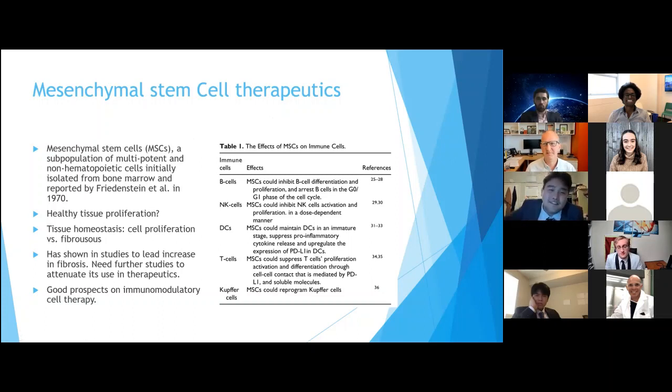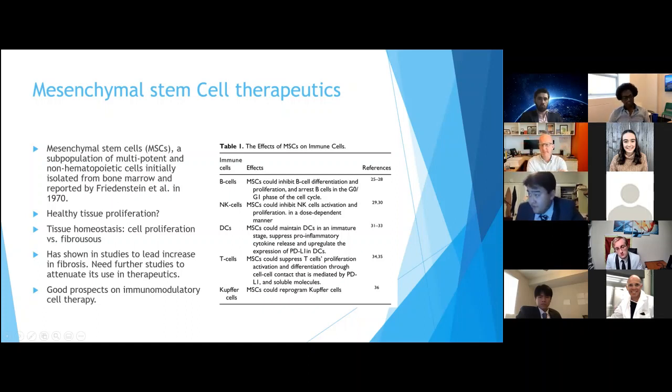And the final thing I really wanted to get into is mesenchymal stem cell therapies, which is really the gung-ho part of a lot of what's going into clinical trials right now. It's very interesting to see. First of all, mesenchymal stem cells were originally a subpopulation of multipotent, non-hematopoietic cells initially isolated from bone marrow. But now I think it's done a little differently, and I'm not quite sure if it's from bone marrow anymore.